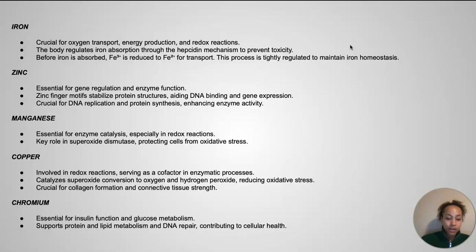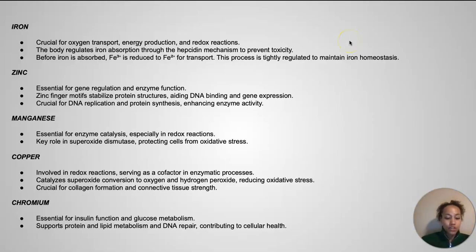Copper is involved in redox reactions as well, and it serves as a cofactor in enzymatic processes similar to manganese. Copper is what catalyzes the conversion of superoxide into oxygen and hydrogen peroxide, reducing oxidative stress. Copper is crucial for collagen production, playing an essential role in connective tissue strength.